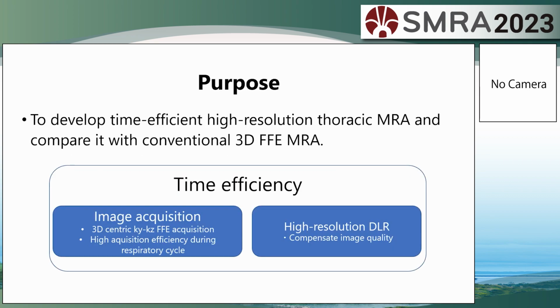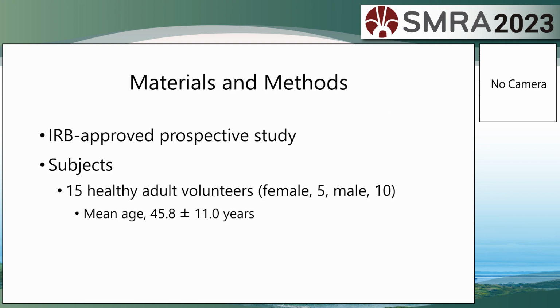The purpose of this study was to develop time-efficient, high-resolution thoracic MRA and compare it with conventional 3D FFE MRA. The time efficiency could be achieved by two approaches. One is the image acquisition. The second is the high-resolution deep learning reconstruction to compensate the image quality. In this IRB-approved prospective study, we enrolled a total of 15 healthy adult volunteers with a mean age of 55.